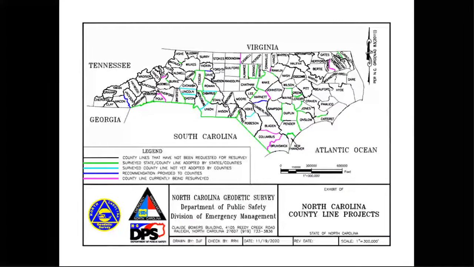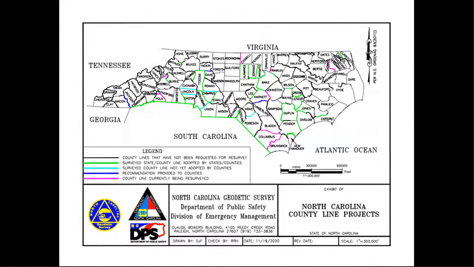So this is just a kind of a status map that shows you which county boundaries have been resurveyed. The ones in green are the ones that have been surveyed and adopted by the state and the counties. As you can see, the entire North Carolina, South Carolina boundary has been completed.